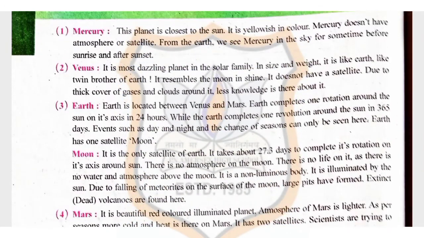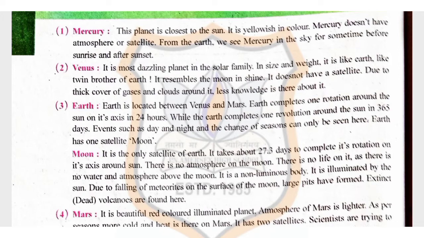Number 1, Mercury. This planet is closest to the sun. It is yellowish in color. Mercury doesn't have an atmosphere or satellite. From the earth, we see Mercury in the sky for some time before sunrise and after sunset.